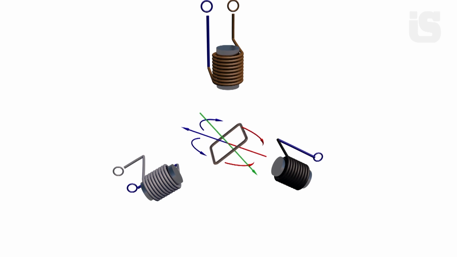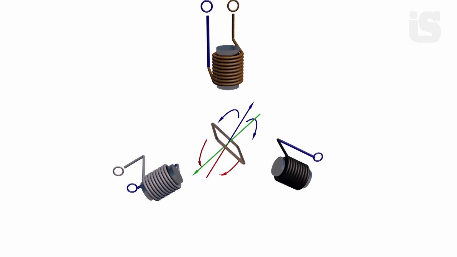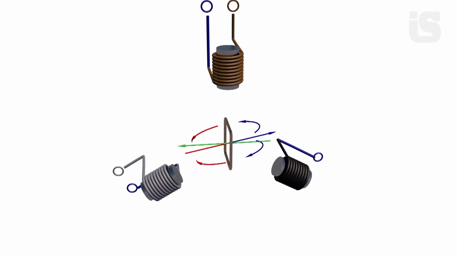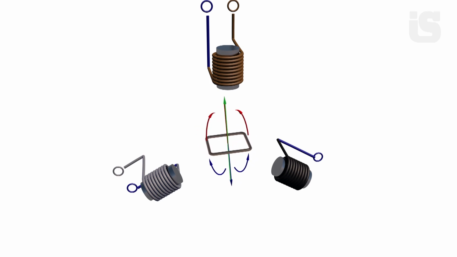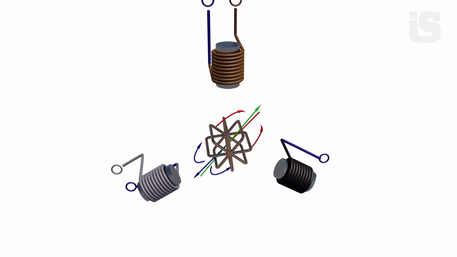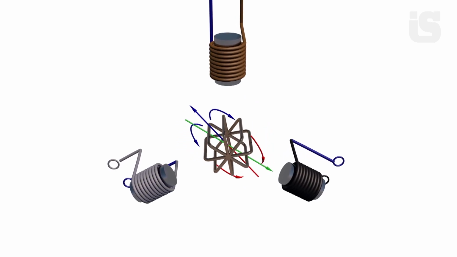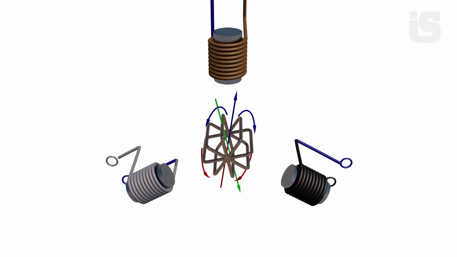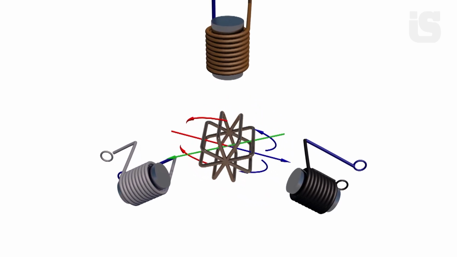If we imagine that the frame's rotation begins to catch up with the field's rotation, the current generation in the frame will weaken. Therefore, the frame will fall behind again. To enhance the generation effect, it is better to use not one, but several frames. When several frames are used, the current generation will be stronger and the rotation will be more uniform.